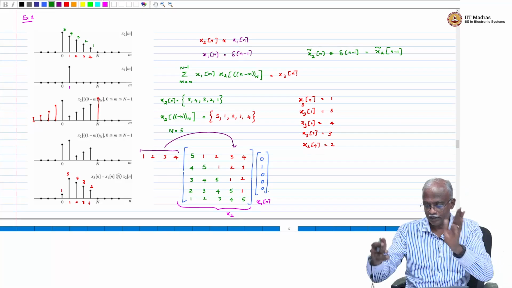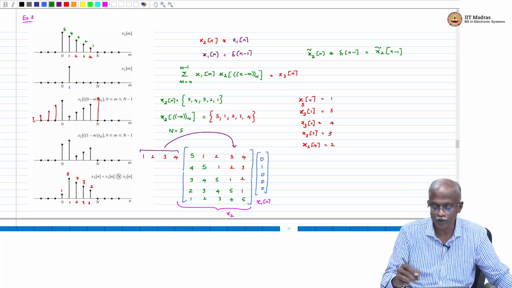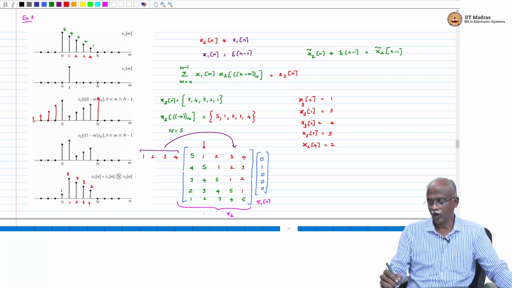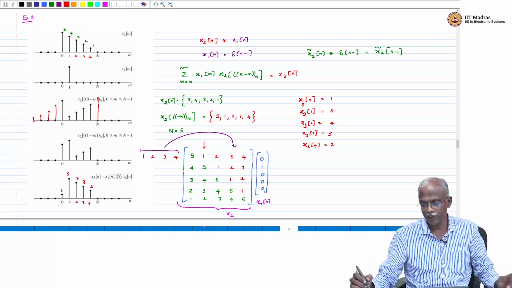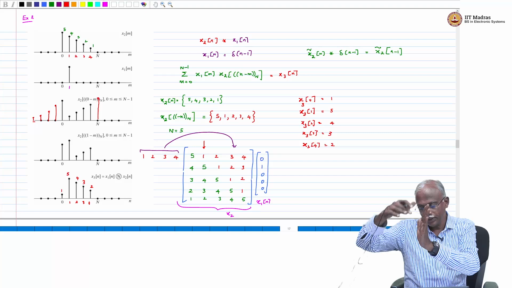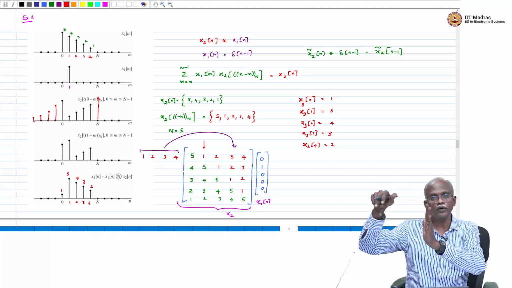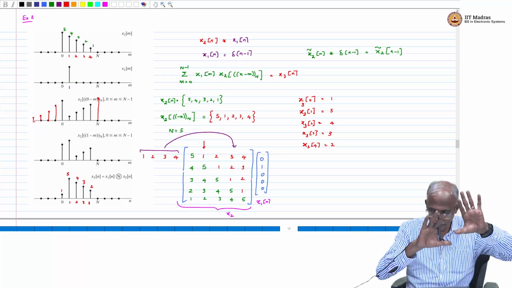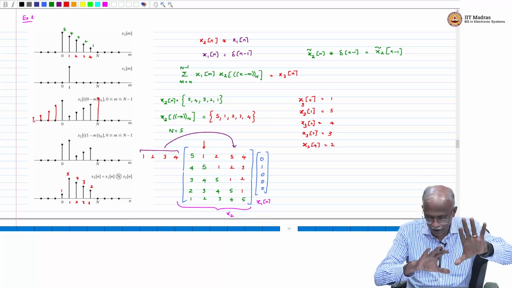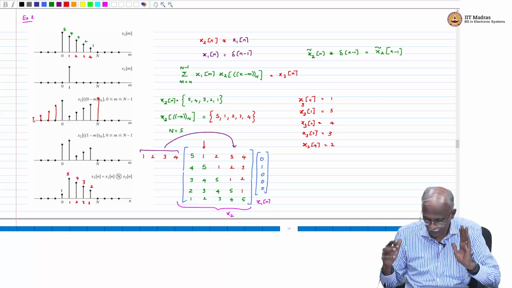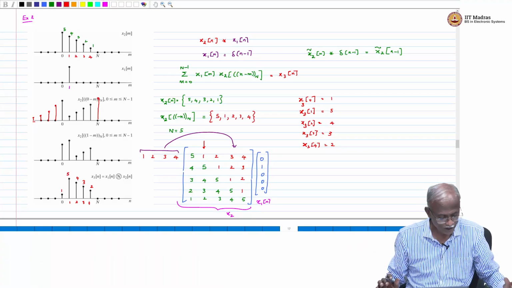So this will pick out the second column of this matrix as the output. So 1, 5, 4, 3, 2 is the second column, because you are multiplying with a column vector with only one non-zero value. You can verify it through numerical computation, through periodic convolution, or by computing it using the matrix operation.